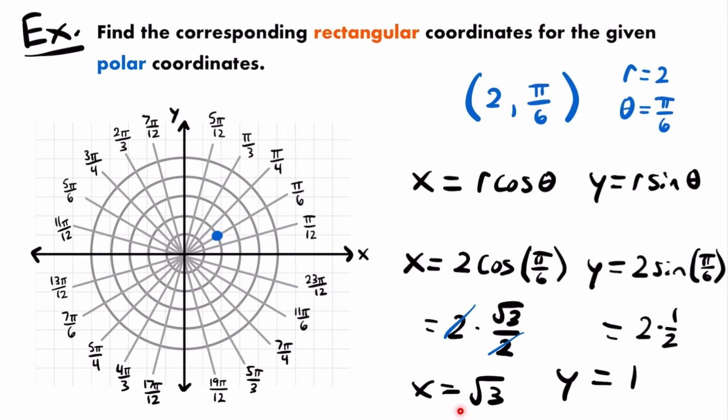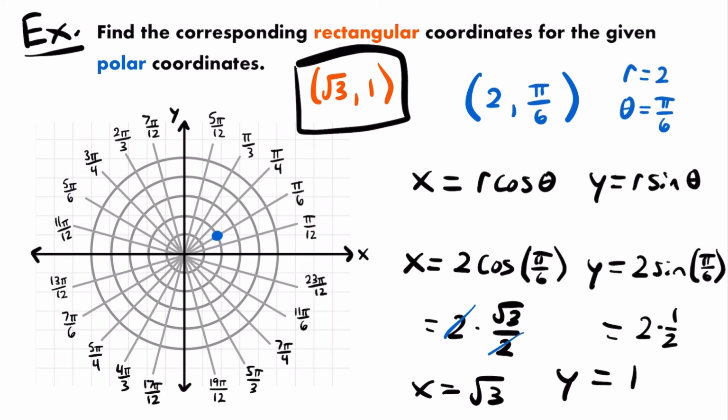And so if x is equal to the square root of 3 and y is equal to 1, then our corresponding rectangular coordinates will be the square root of 3, comma 1. That is the pair of rectangular coordinates that corresponds to this pair of polar coordinates. And you can see that if we were to graph this point in this coordinate system, the square root of 3 is approximately 1.73. So if we go along our x-axis, hopefully you can see the squares in the background behind the polar coordinate system here.